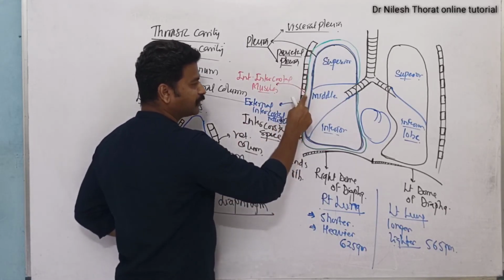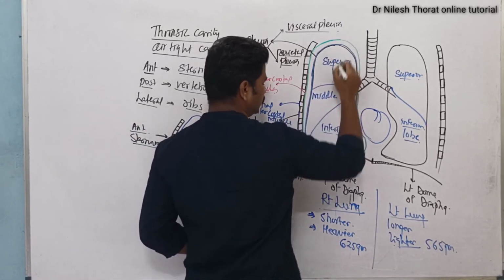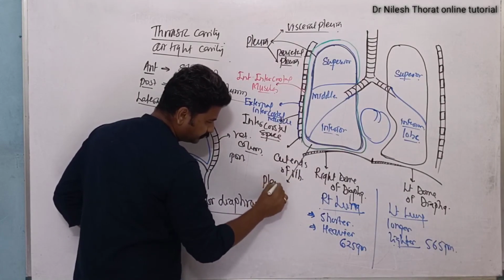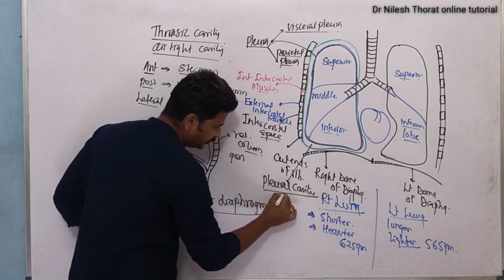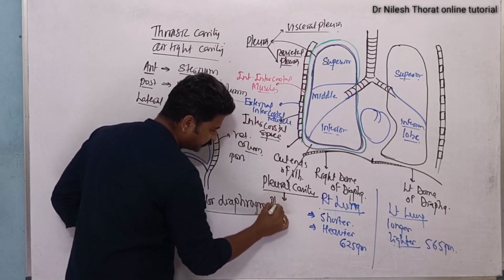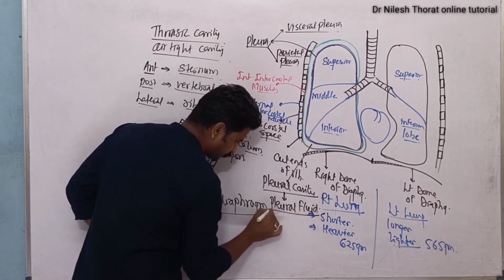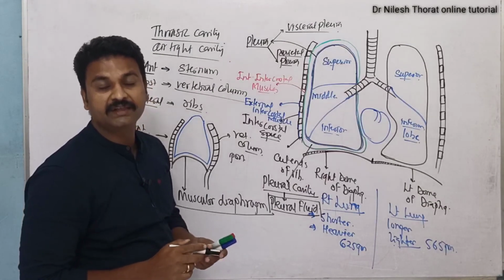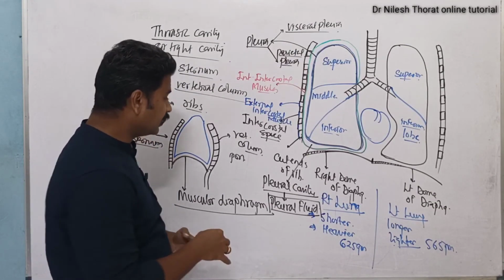यहाँ 2 प्लूरा की लेयर के बीच में ये जो कैविटी दिख रही है, this cavity is called as pleural cavity, which is filled by pleural fluid. The function of the pleural fluid is to avoid the friction during the respiratory movements.